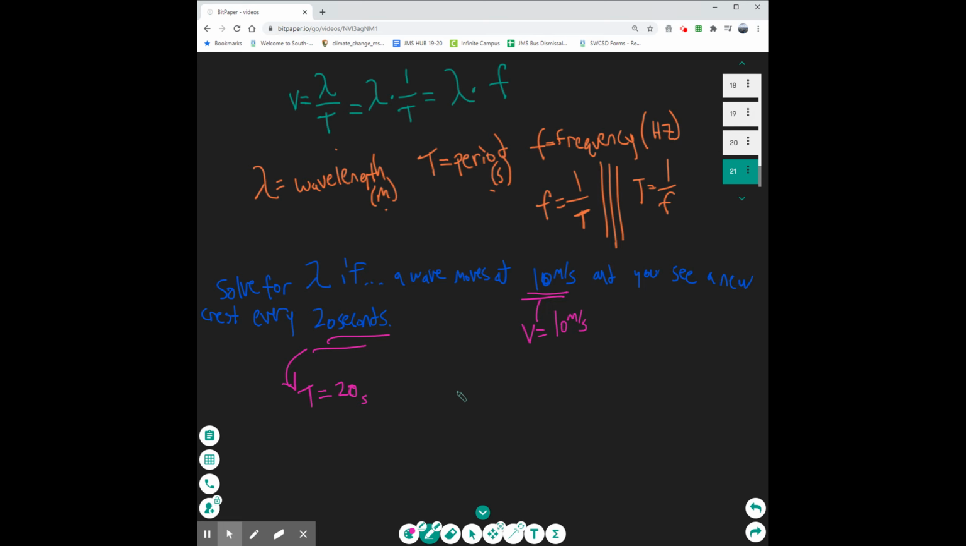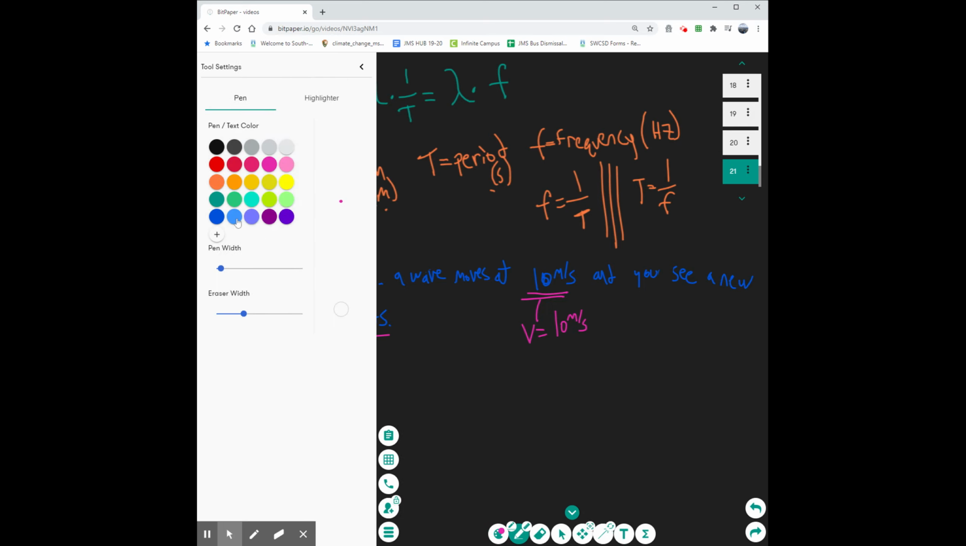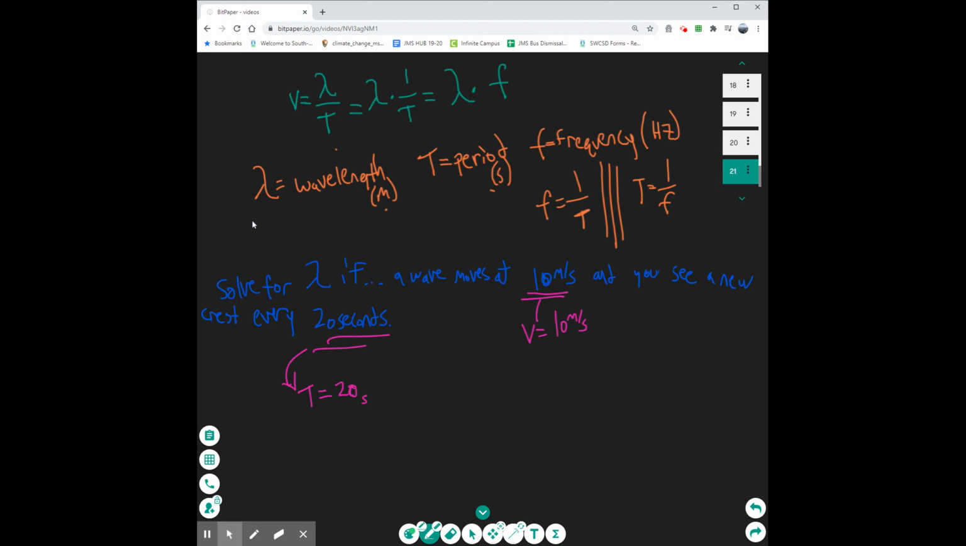Okay. So we also now have this equation that we know because we've been using it this whole time. We know that velocity is equal to lambda, which we're solving for, wavelength, divided by period, right? And we know two of those three numbers, right? So we know that 10 meters per second is equal to lambda over 20 seconds.